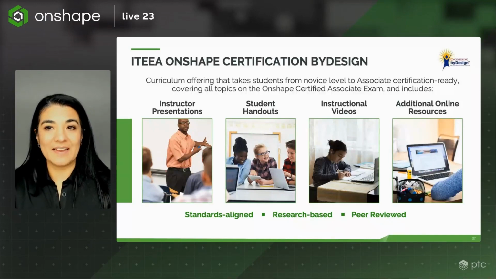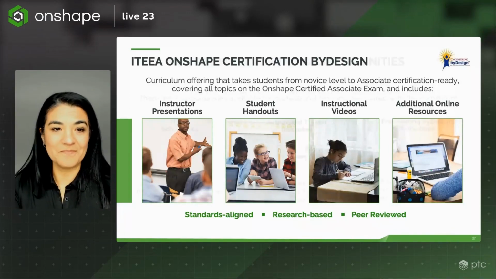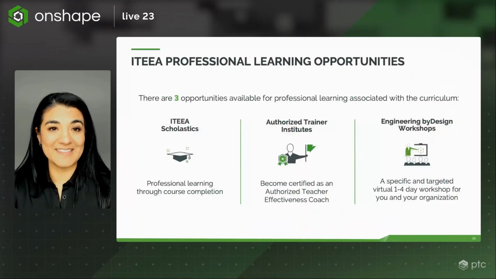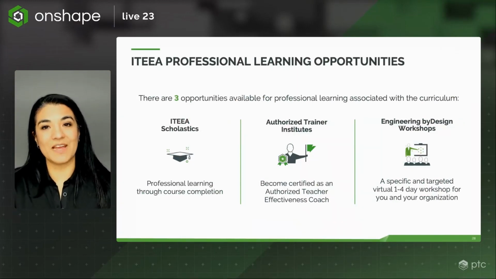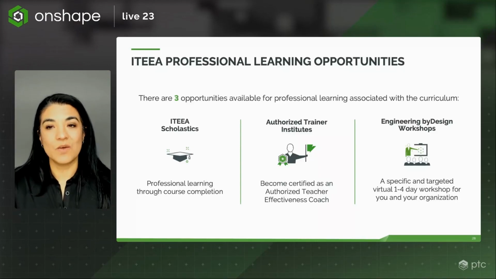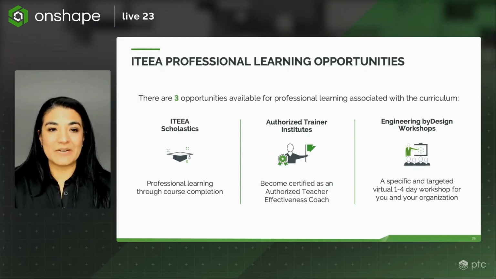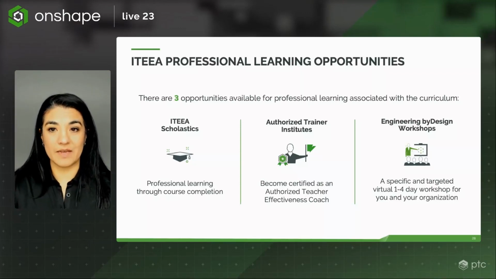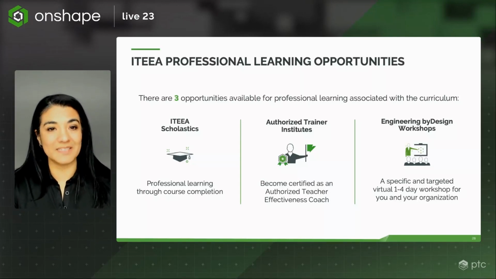But how do you as a teacher get professional development so that you can teach the course well? ITEA also offers a lot of professional learning opportunities. ITEA Scholastics is where you get to complete the entire Onshape Certification by Design course as a student, which prepares you for the exam, as well as teaching it in the classroom. Courses are run synchronously and asynchronously for about a semester, and it's a great way to grow professionally, obtain your own industry recognized certificate, and then earn those valuable professional learning hours and credits, which we know sometimes are a little hard to get to.